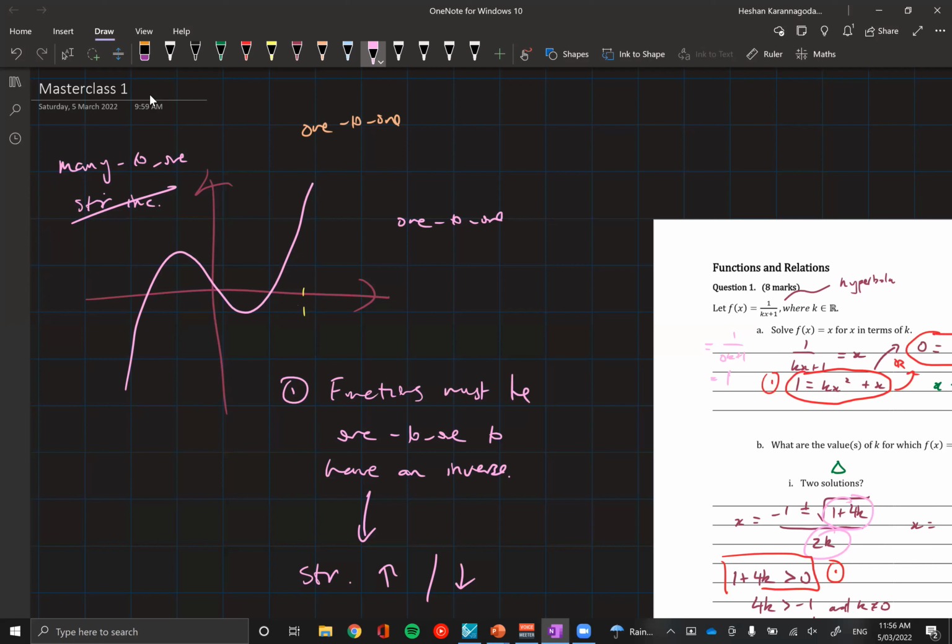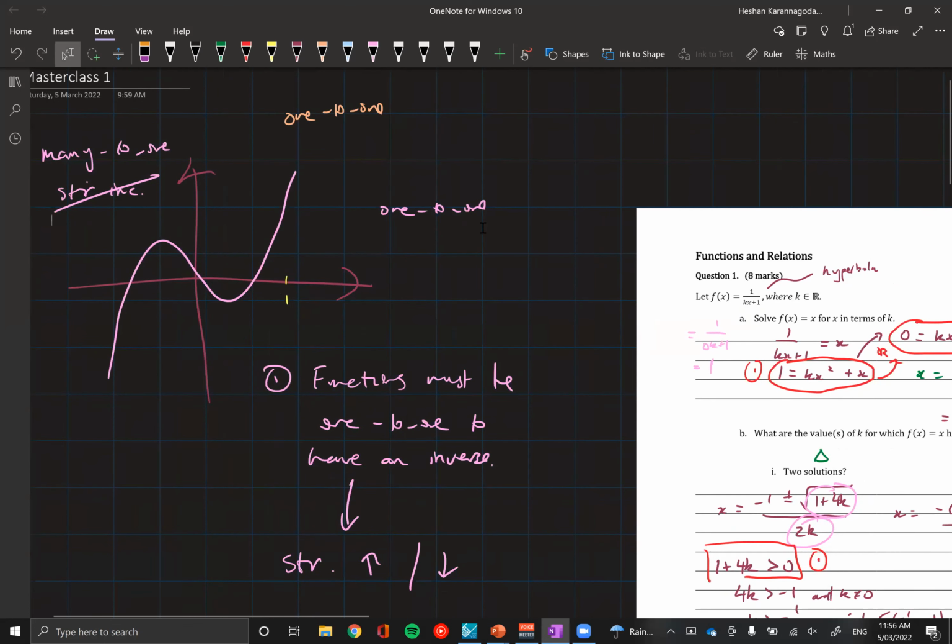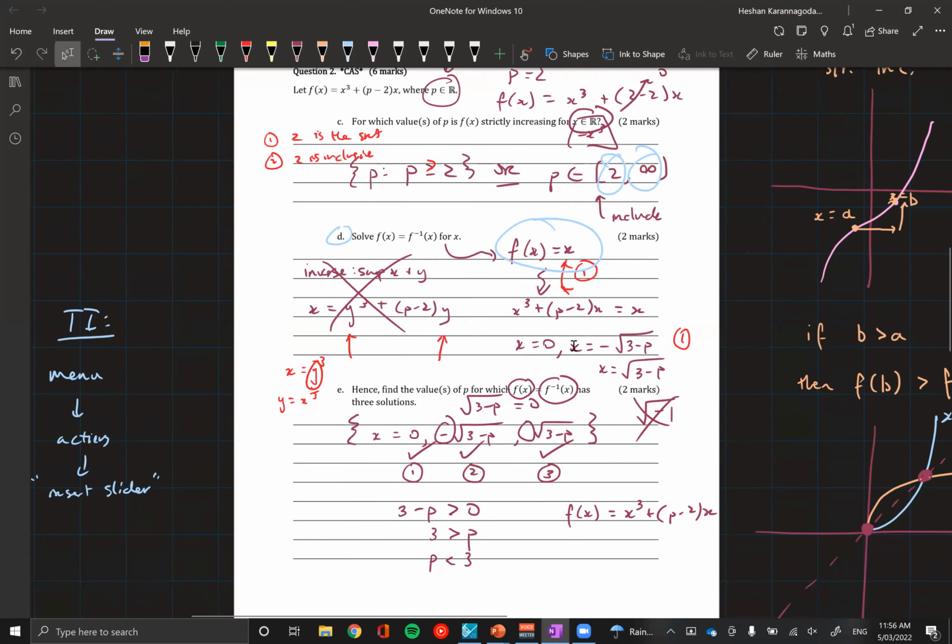The question is, could we restrict the first question to make it one-to-one? No, not if the question doesn't say to. Okay, I think there was a question in the chat. The question in the chat was, can we just restrict the original function to make an inverse exist? No, because there are actually certain values of P for which it already exists. If the question said to restrict the domain to make the inverse exist, that's when we would do it. But if the question doesn't say that, you just can't do it because it's like making up your own question. So don't do that unless the question explicitly says that.